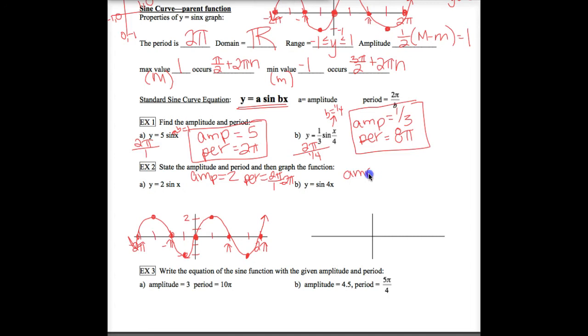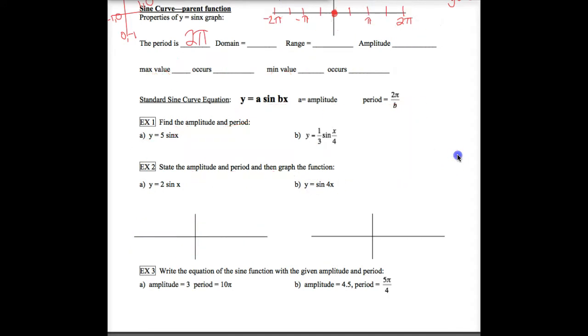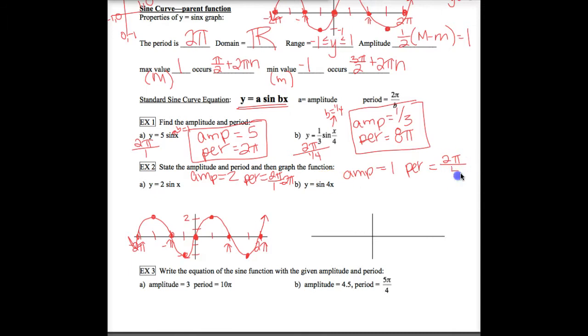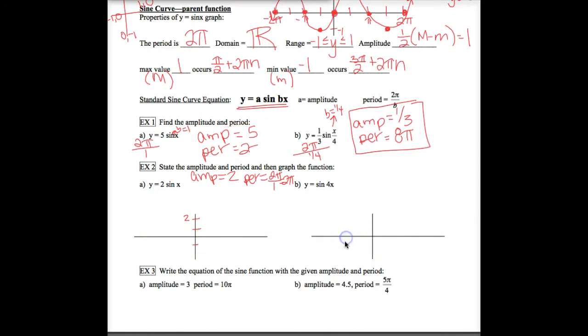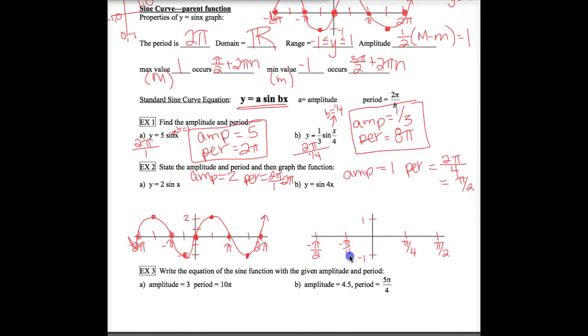So here my amplitude, the number in front of the sine, is just 1. My period is 2 pi divided by, in this case, 4. So I need to reduce that. 2 and 4 are both divisible by 2. My period is pi over 2. So that's a change from my parent graph. That's okay. Again, amplitude, we label the y-axis with. Period, we label our x-axis with. I need to get to pi over 2 and -pi over 2 on each end. So in between would be pi over 4, 45 degrees, -45 degrees.